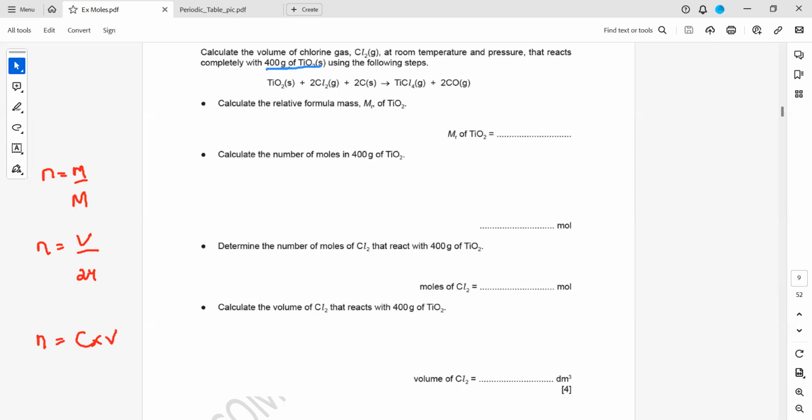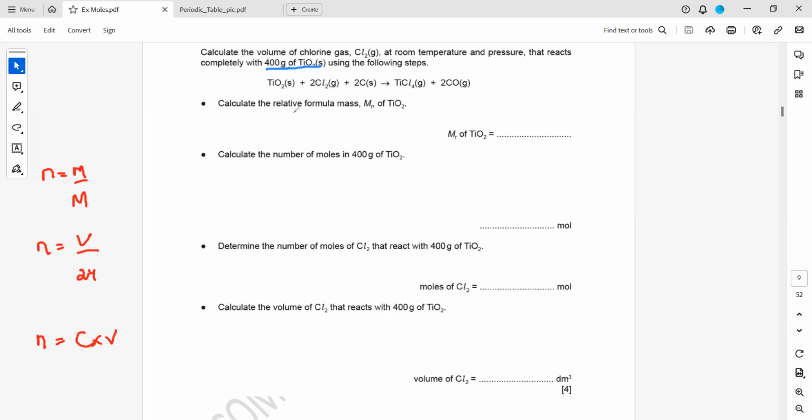So which formula is valid here? First, second, or third? Which formula should we use here? So the first formula is valid here. The first formula is moles equal mass in gram over molar mass. So we'll use the first formula.